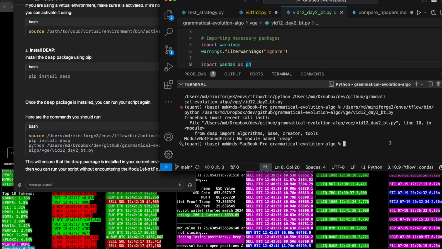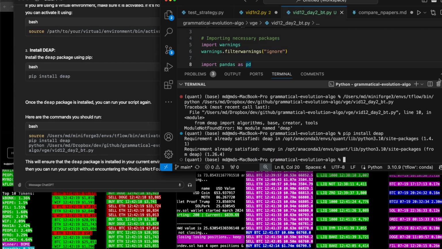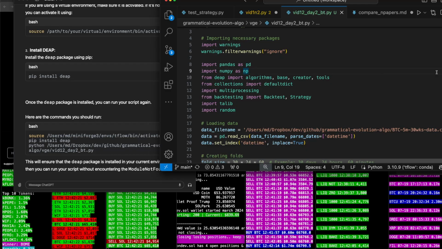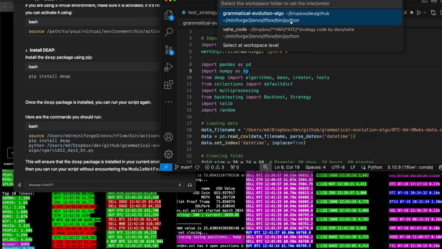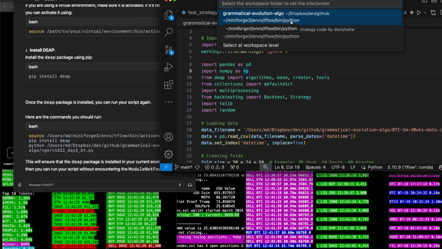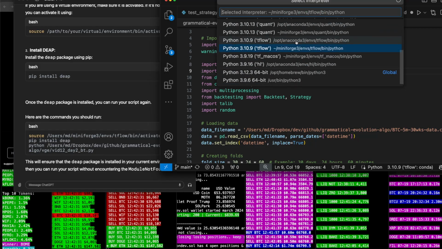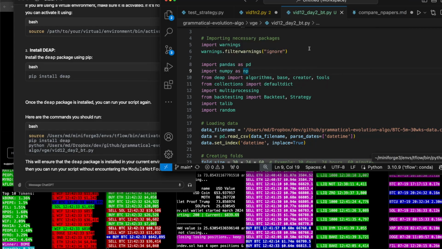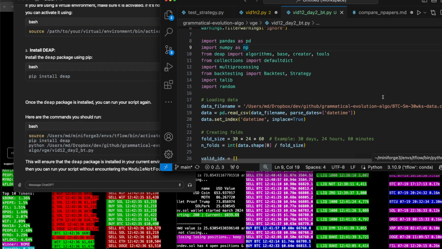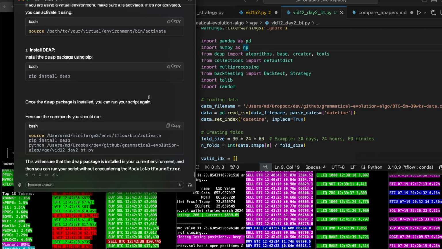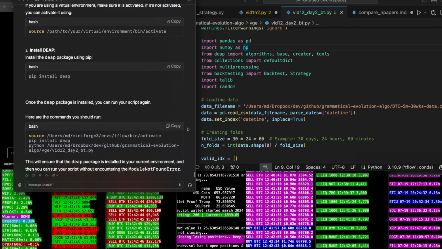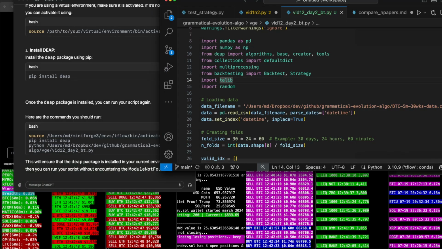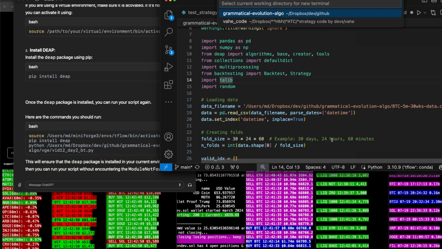What do you mean? Pip install deep. It's already in there. Don't play me today. Not today. All right, let's go ahead here. Pip install deep, I'll try this. I mean, it says it's going to activate some stuff.